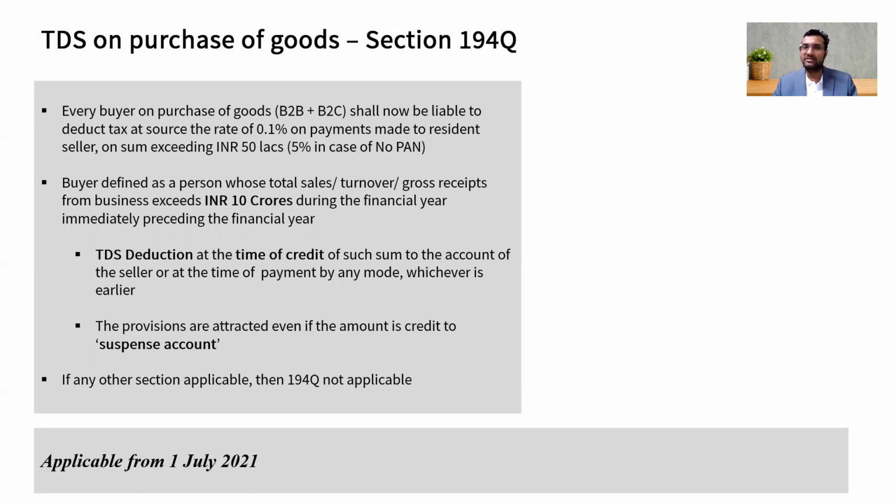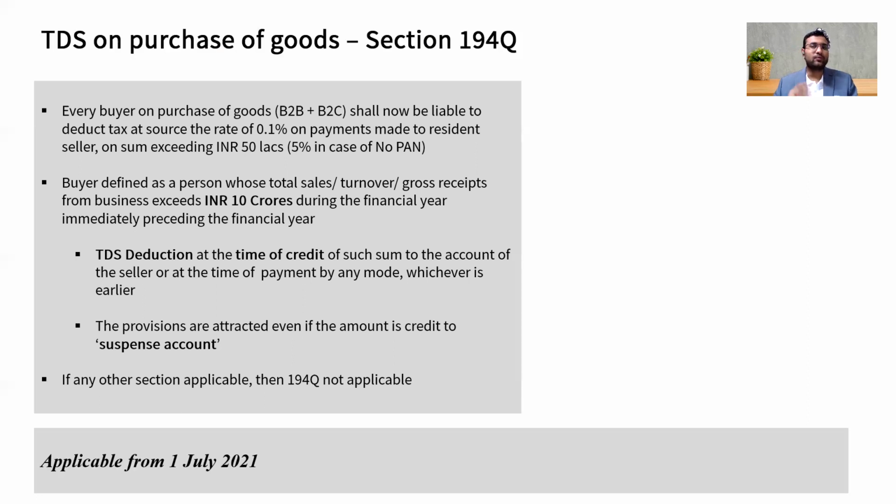Suppose I'm a buyer. A buyer is defined as a person whose total sales, turnover, or gross receipts, any of the three criteria, from the business exceeds INR 10 crores during the financial year immediately preceding the financial year. Suppose the year in question is 21-22. So if in the immediately preceding financial year the buyer's turnover, sales, or gross receipts are more than INR 10 crores, he will be liable to deduct TDS. So the liability will automatically fall on the buyer of the goods and not on the seller of the goods.